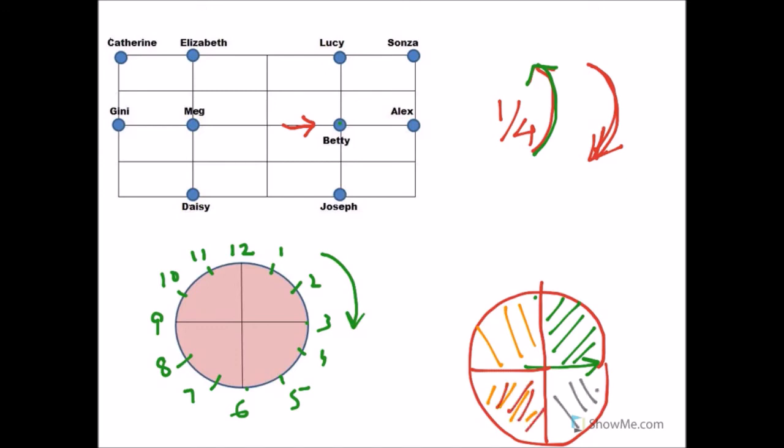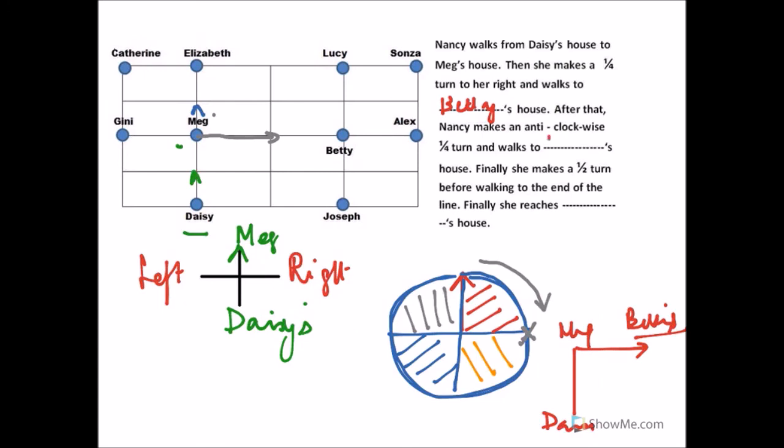And this is the 4th part, and she has taken the turn in the anti-clockwise direction. So from Betty's house, if Nancy had to take a full turn, she would have come back to this place. But she has taken just 1/4 turn. So she has reached here. This is her next position. So she starts proceeding in this direction and reaches Lucy's house. So the next fill in the blanks is Lucy's house.